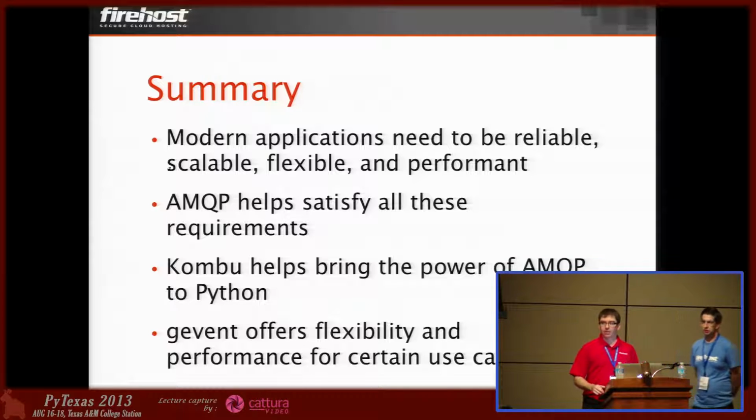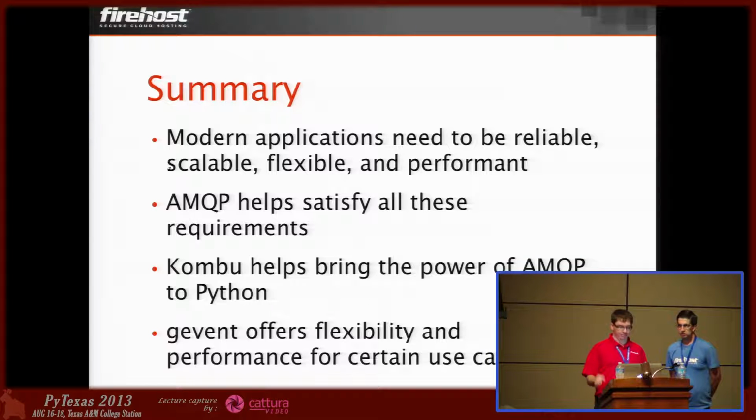Then beyond AMQP, AMQP is Advanced Message Queuing Protocol. It's an open specification for messaging. I think we'll talk a little more about it in detail in just a bit. It's a good question, thank you. Kombu is the bridge for us from Python to AMQP. Kombu does a lot of nice things so that we don't have to do a lot of low-level work to integrate with AMQP. And then the other topic of discussion is Gevent. We like to use Gevent because it gives us a lot of flexibility and performance for some of our use cases.